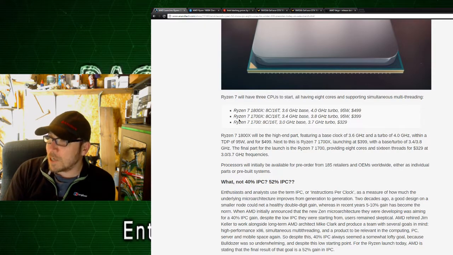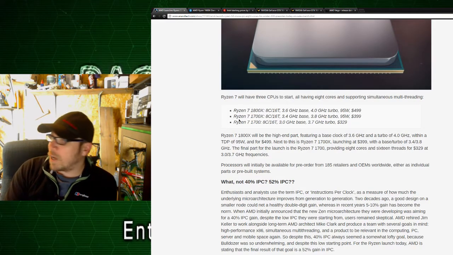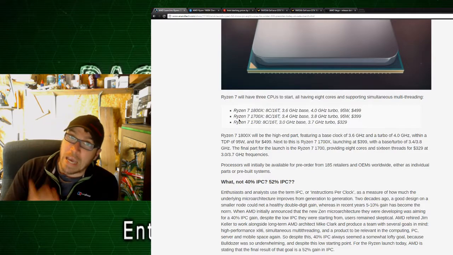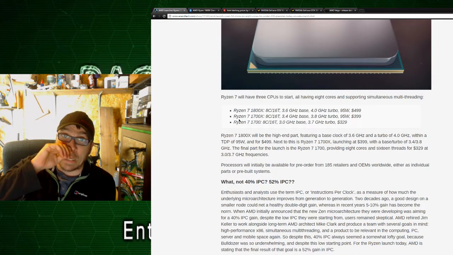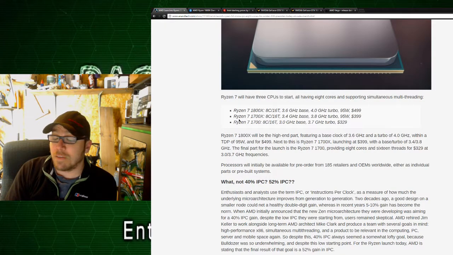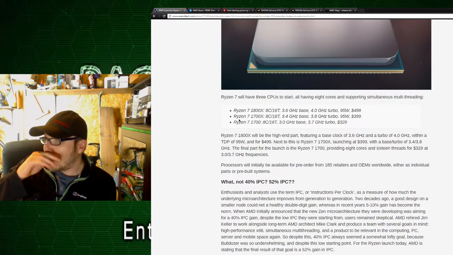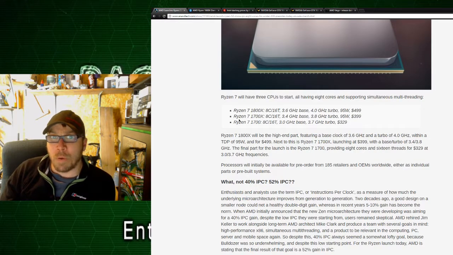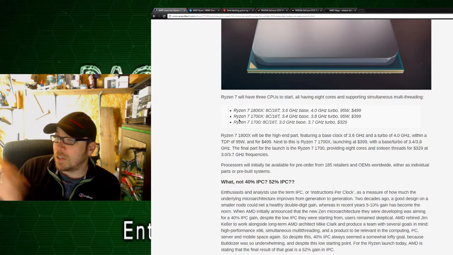So the 1800X and 1700X are both 95 watt TDP chips, both 8 cores, 16 threads, but with the 1800X it's 3.6 gigahertz base, 4 gigahertz boost, and the 1700X is 3.4 gigahertz base, 3.8 gigahertz boost, with the 1800X at $500 or $499. It's half the price of the 6900K, which is incredible. And then looking at the 1700X, it's $399, but that would probably go up against my chip, the 6800K, and obviously this thing's going to tank it.